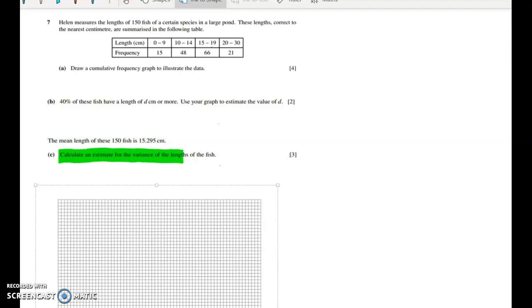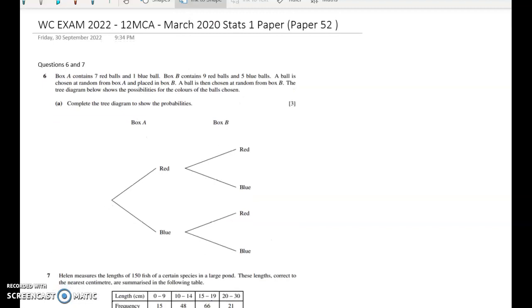And the last part, where we have to calculate an estimate for the variance of the lengths of the fish, is something that I'm going to go through really, really slowly. But first up, let's get this pretty easy probability tree diagram thing done.